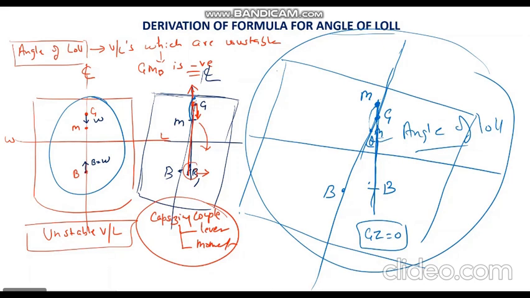Is the concept of angle of loll clear? Yes, sir. So we will no more say that when the metacenter moves and GM becomes 0... all this time you were also saying GZ becomes 0, but the reason given for GZ becoming 0 was that GM has become 0. Yes or no?